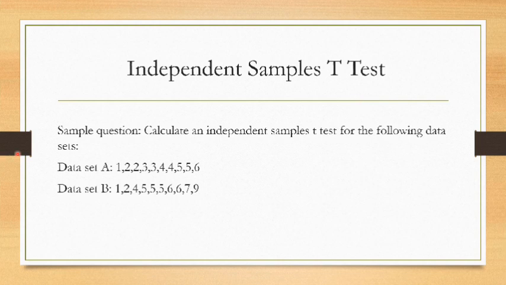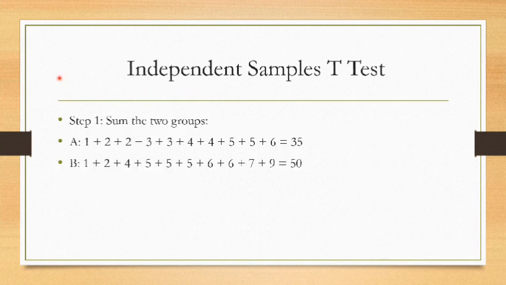Sample question. Calculate an independent sample t-test for the following data sets. So sa data set A, we have 1, 2, 2, 3, 3, 4, 4, 5, 5, 6. So ayun yung makikita natin sa data set A. And the data set B, we have 1, 2, 4, 5, 5, 5, 6, 6, 7, 9. So, ayun yung sa data set B.